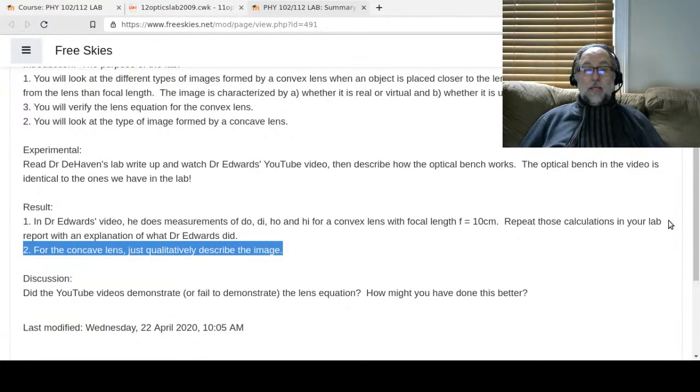It's kind of short, and it's one of my favorite labs, actually, because it just works out so nicely, and it's nice to see these things in reality. But in lieu of that, we've got those YouTube videos. Okay, so that's it for this lab report.